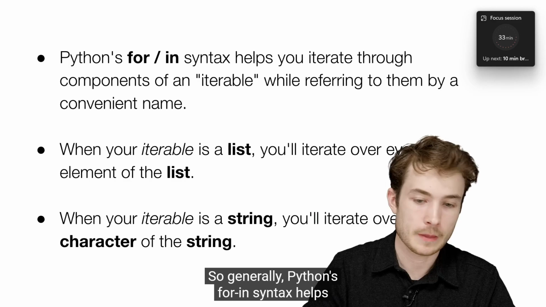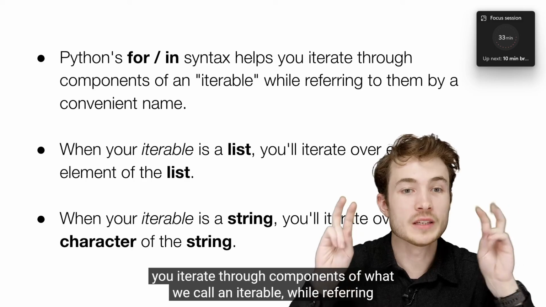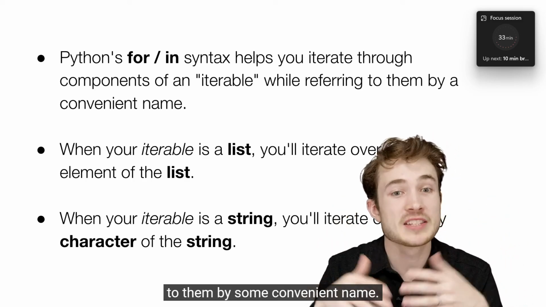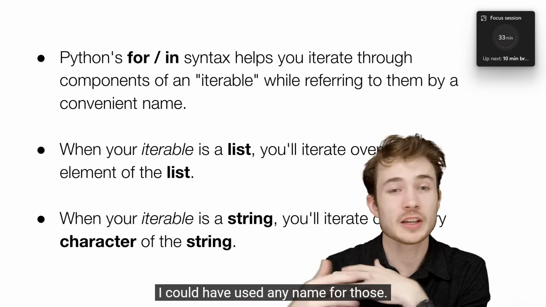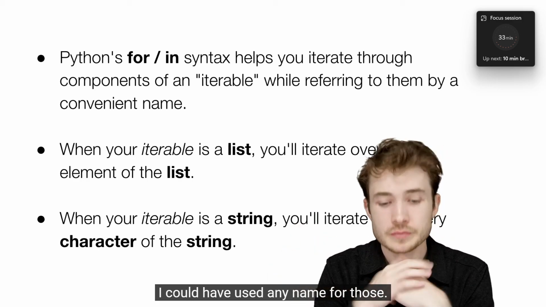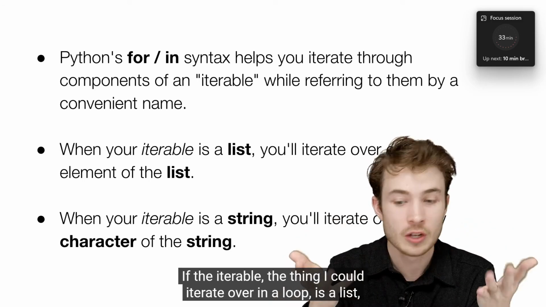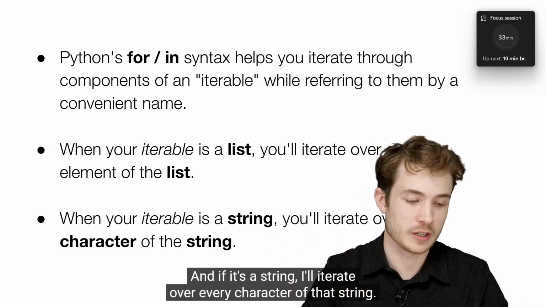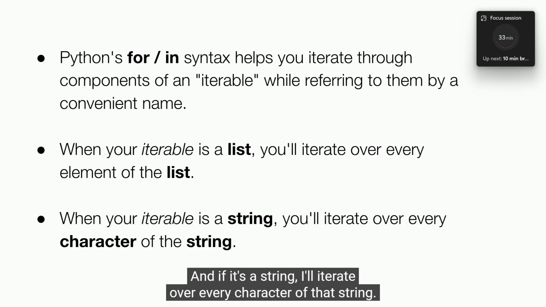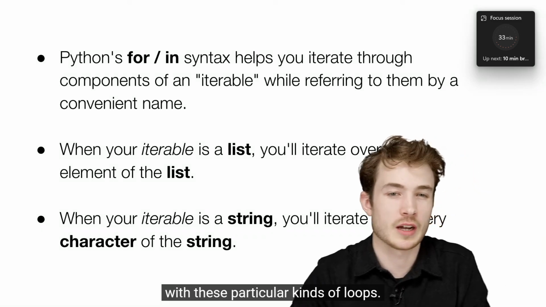Generally, Python's for-in syntax helps you iterate through components of what we call an iterable, while referring to them by some convenient name. Before I said C, and then I said words, I could have used any name for those. If the iterable, the thing I could iterate over in a loop, is a list, I'll iterate over every element of that list. And if it's a string, I'll iterate over every character of that string. So feel free to keep these in mind as you work in Python with these particular kinds of loops.